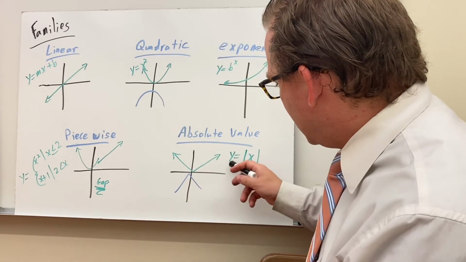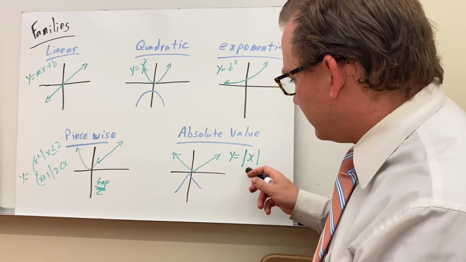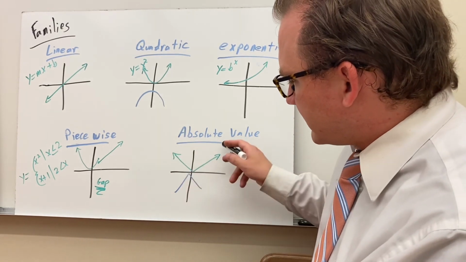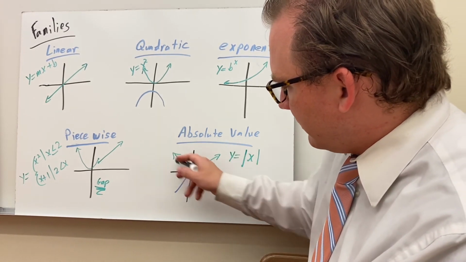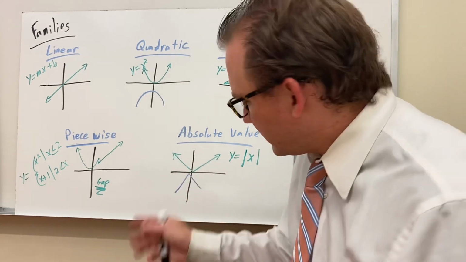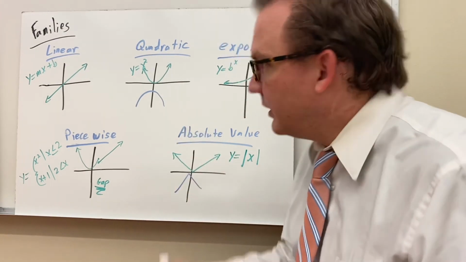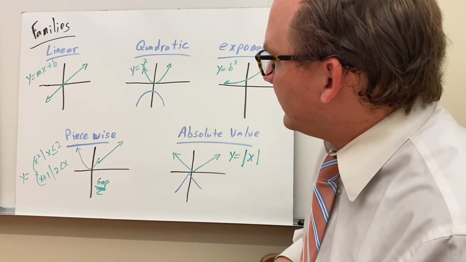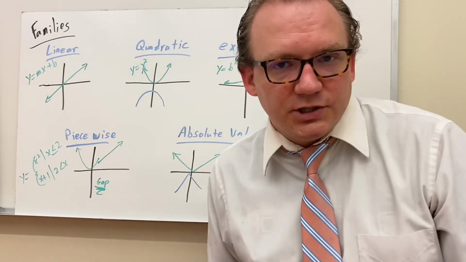Absolute value is when y equals the absolute value of an x term. Kind of looks like a little bit of a v in the parent function here, but it can be flipped upside down, rotated, or kind of translated and moved around as well. These are your 5 main function families and the characteristics we can use to describe and identify them.